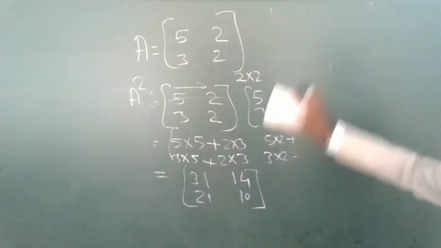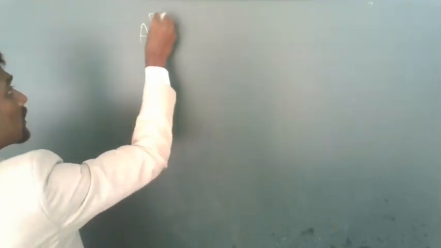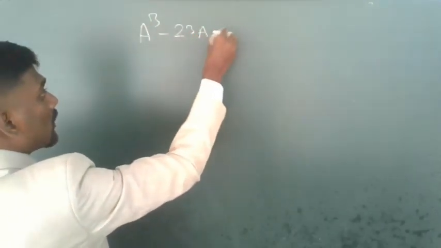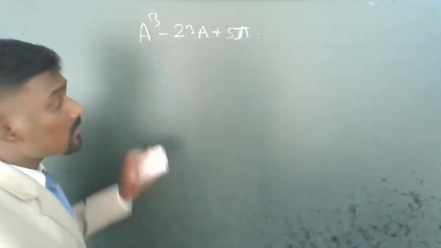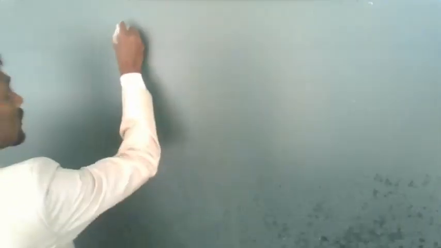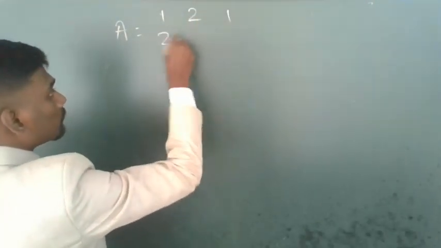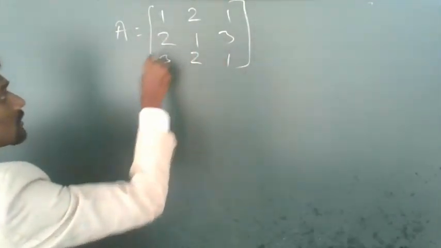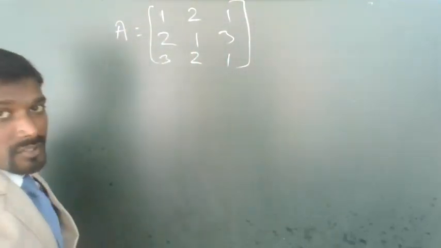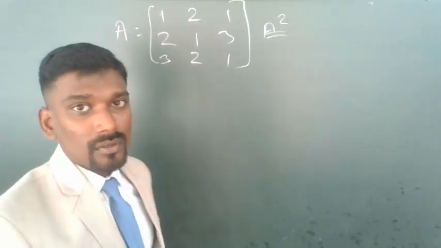Now I'll take bigger matrices for you. Let me take a 3 cross 3 matrix, because in the NDA exam, questions like A cube minus 23A plus 5I equal to how much are asked. So let A be a 3 cross 3 matrix: 1 2 1, 2 1 3, and 3 2 1. Imagine this is the 3 cross 3 matrix. I'm going to find the value of A square.